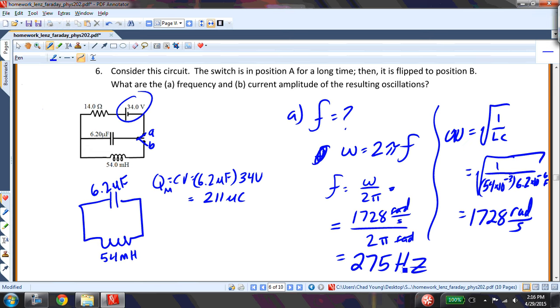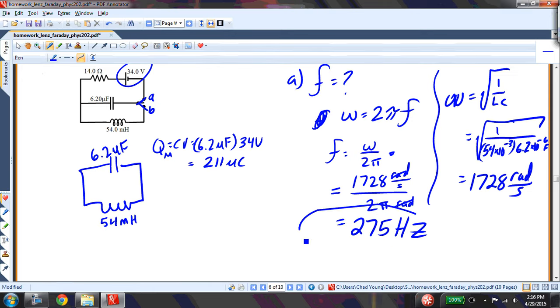So the frequency of this circuit, as it goes back and forth, every second it's going to oscillate 275 times. The energies will oscillate, like we talked about before in the previous problem. Those energies go back and forth, back and forth. This is the rate at which those energies oscillate. So this is the answer to part A.